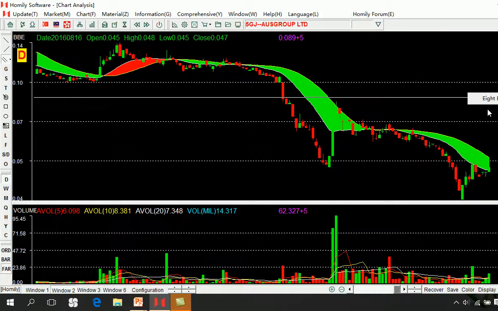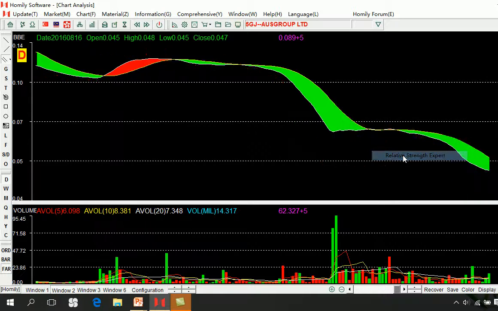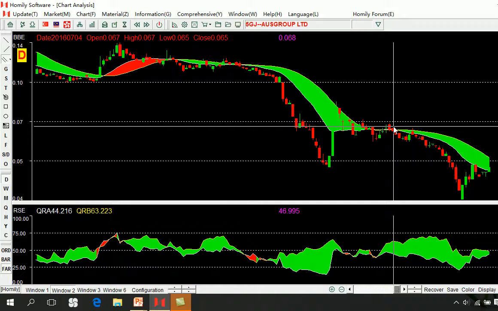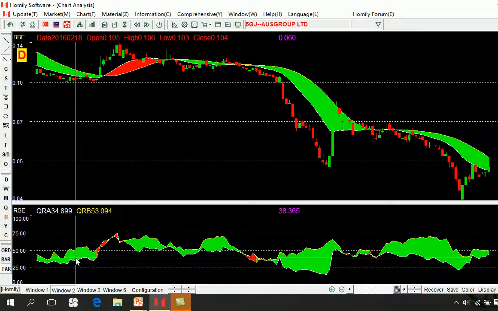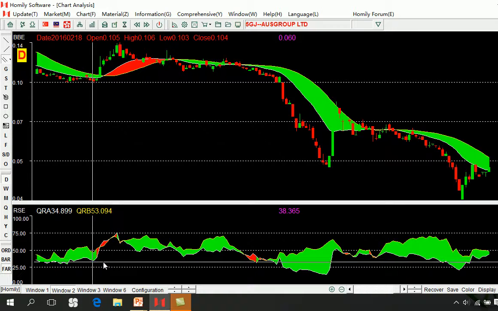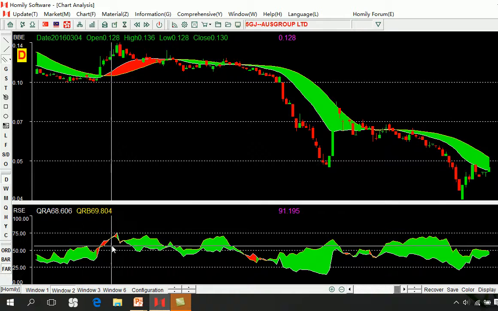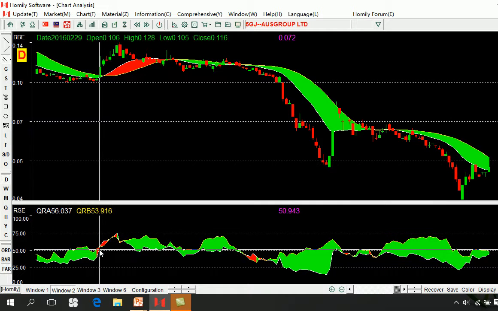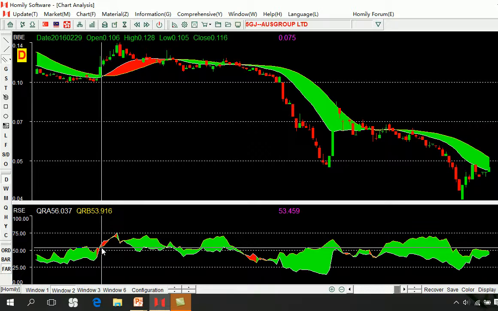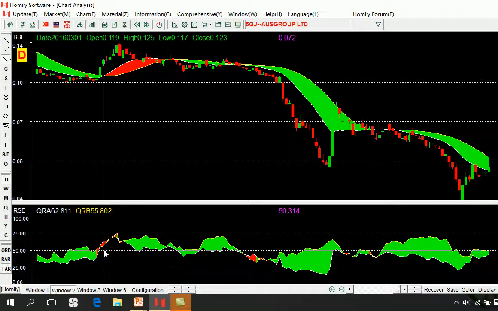Then we can see next one is called relative strength expert. What's the difference? For this function, if you see the green band, which means the share is weaker than index. But if you see here, this is the red band, which means the share is stronger than index. This is the basic one. And we can see we have the parameter. If you see this one is above 50, which means it's okay.